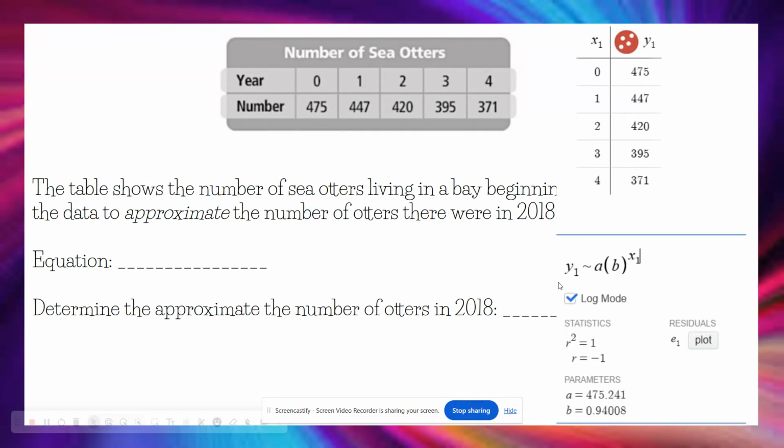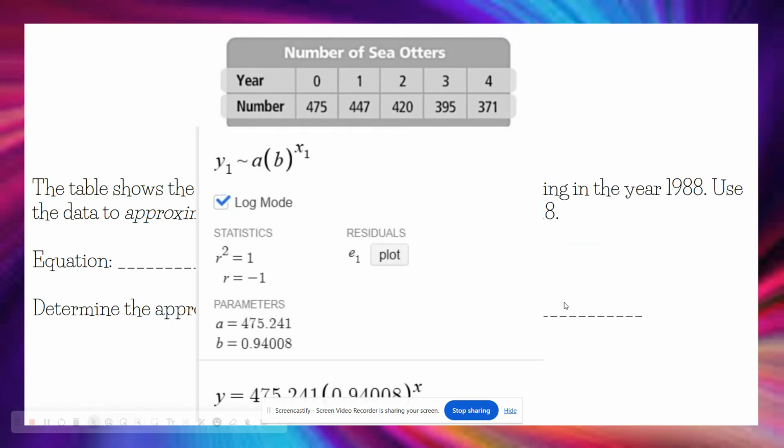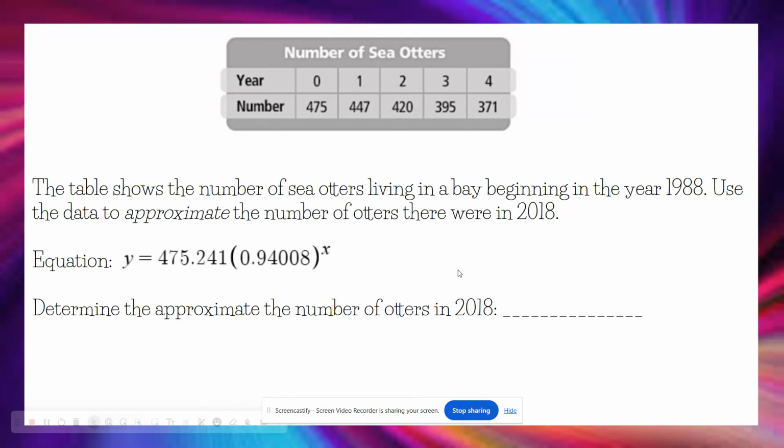So we're going to type in y1 ~ a(b)^x1. Make sure you click on your log mode so that we have our accurate data. Once we've done that, as you see, we have our parameters for our a value and our b value, so we are able to write our equation. Substitute in your a value, substitute in your b value, and you have a power of x.